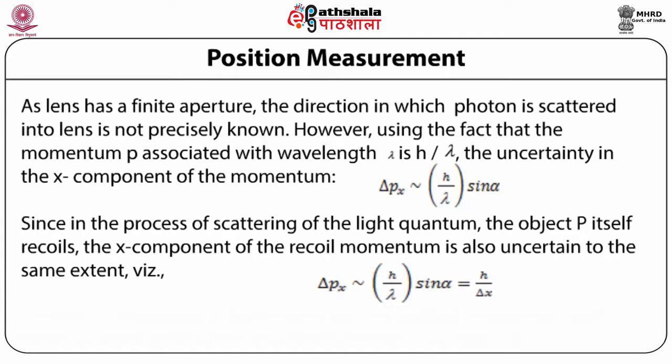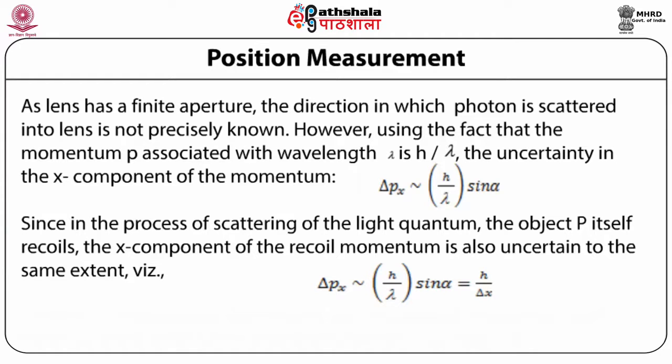Since in the process of scattering of the light quantum, the object P itself recoils, which means that the moment the light quanta hits the particle and imparts a momentum of the order of h by lambda or h by lambda sine alpha, this momentum gives a recoil to the particle, and as a result, the particle starts moving or gets disturbed. So, the x component of the recoil momentum is also uncertain to the same extent.